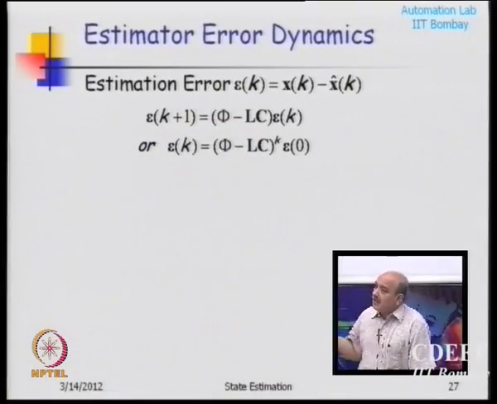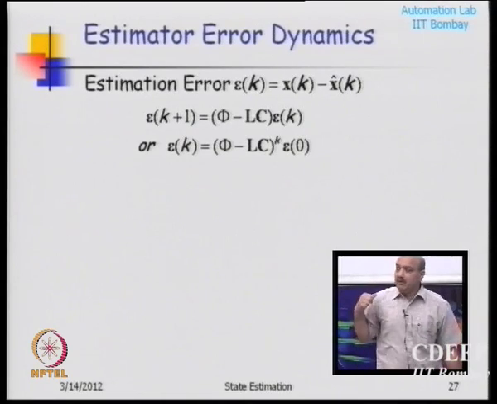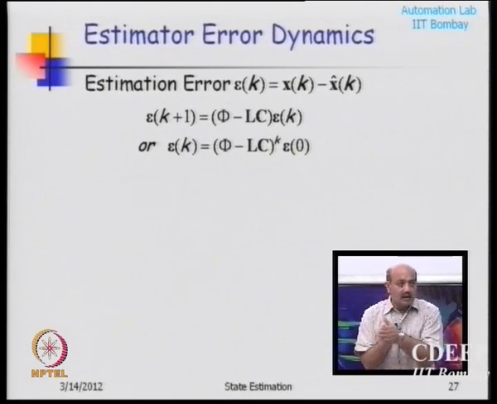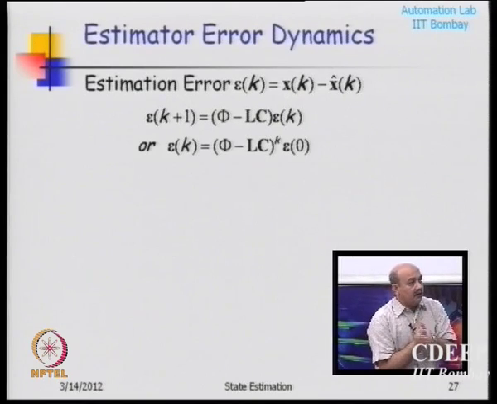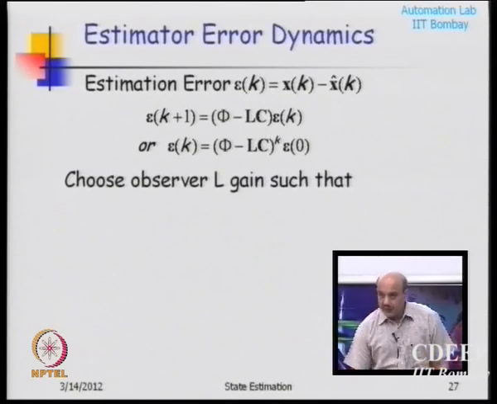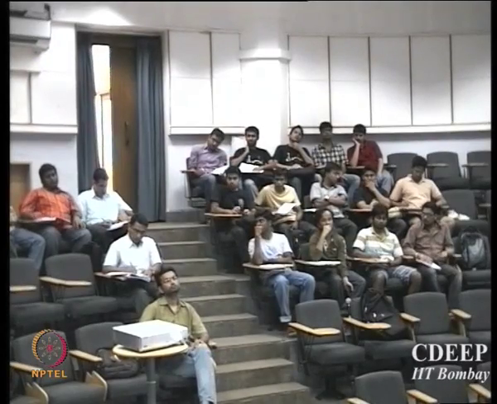Okay. Also, there is one more thing. If phi is open loop unstable, I can choose phi minus LC to be inside unit circle, so that even if the plant is unstable, this observer will not be unstable, observer will be stable. Okay, you will get the error between the true and the estimate to asymptotically go to 0, even if the plant is unstable. That is what you can guarantee through the choice of this matrix. Okay. Yeah. What is large L?